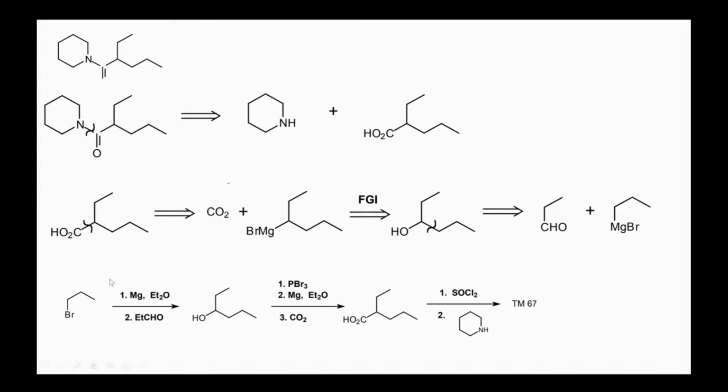Now you convert this acid into Grignard reagent. As you know that carboxylic acids can be prepared from Grignard reagent and carbon dioxide, and then you can do FGI of this Grignard. You convert this Grignard reagent into alcohol, and then you can do the CC bond disconnection, so one side becomes aldehyde and another side becomes Grignard reagent.